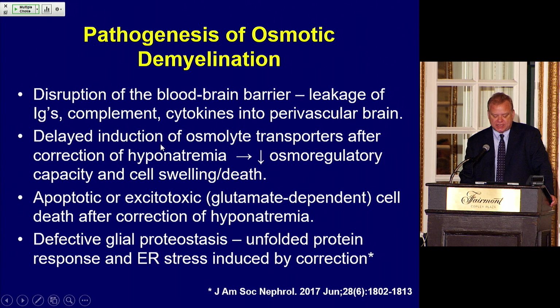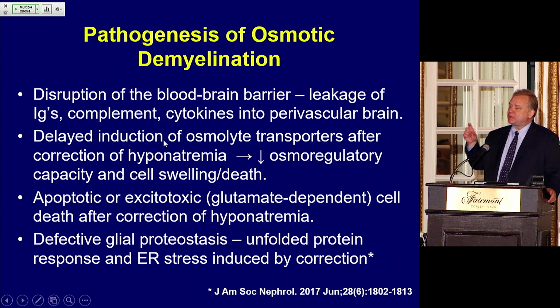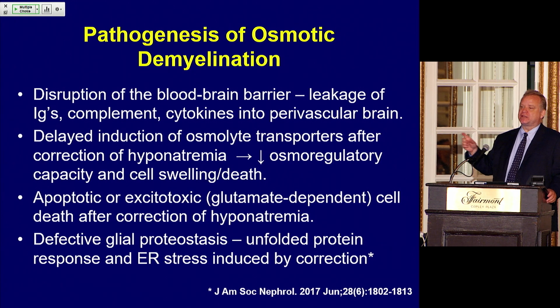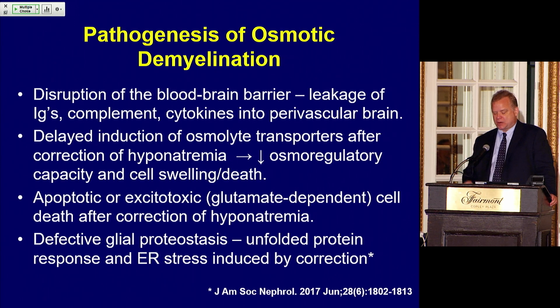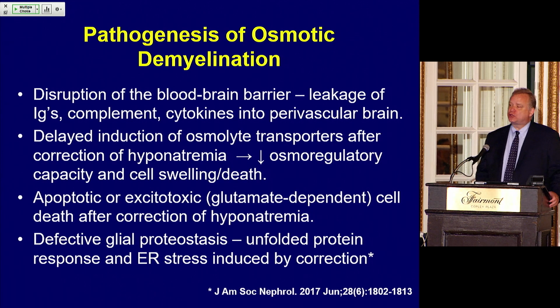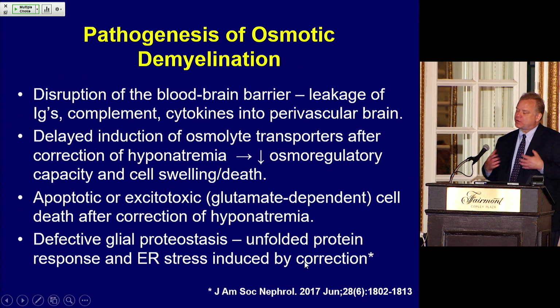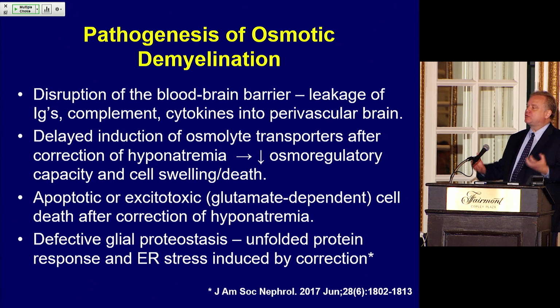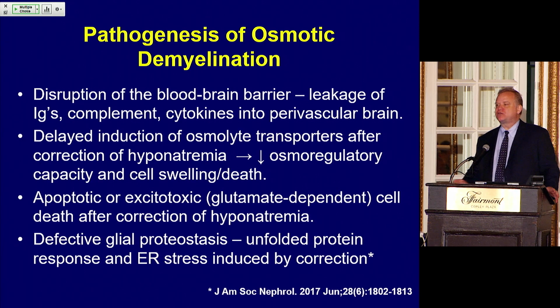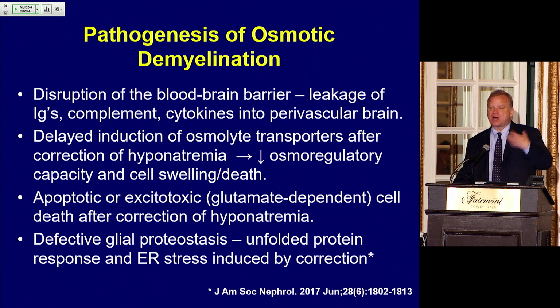You have this delayed induction of osmolyte transporters after correction of hyponatremia. For example, in the pons, that delay is particularly pronounced, and it's thought that that's why the pons is so susceptible to osmotic demyelination. There may be apoptotic or excitotoxic glutamate-dependent cell death after correction of hyponatremia. More recently, there's been this fascinating paper showing that the glial response to the unfolding syndrome protein causes ER stress when you overcorrect hyponatremia.